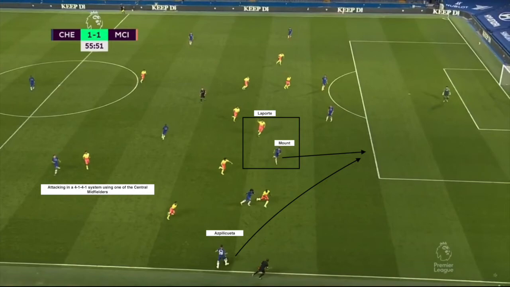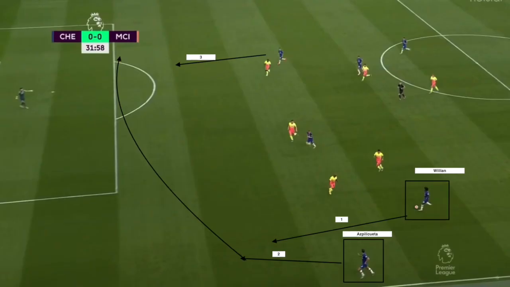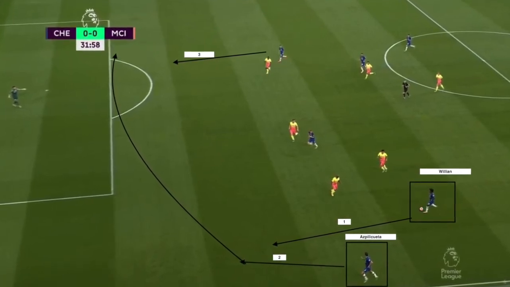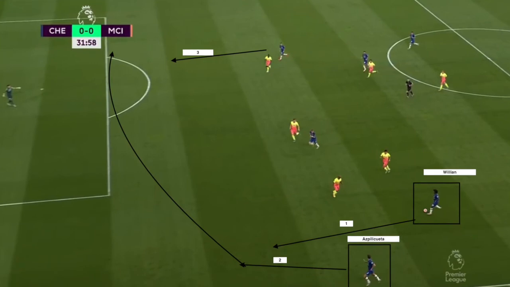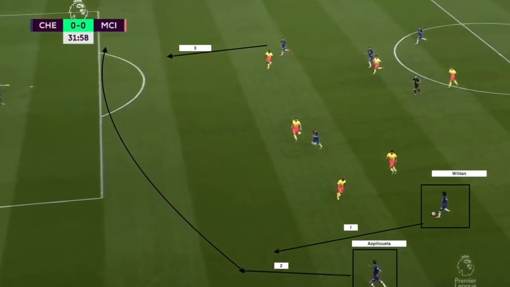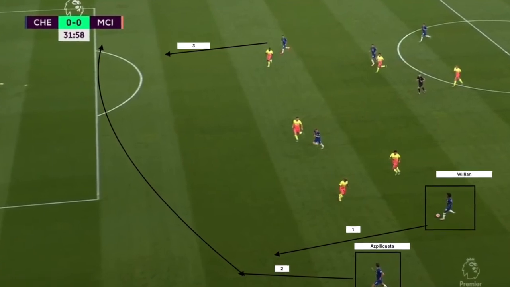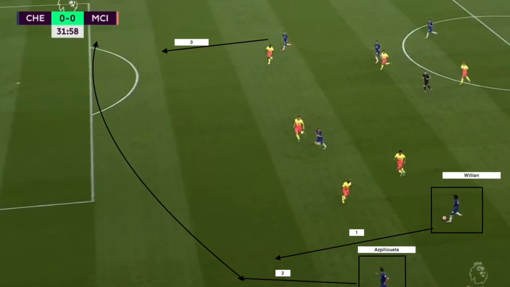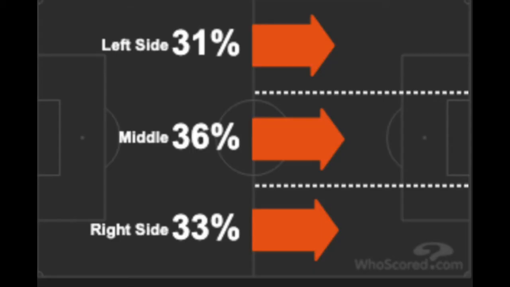One particular thing that Chelsea deployed is that they were happy to relinquish possession to create better opportunities. They only had 35% of ball possession, as you can see in this counter-attack example. Here, Man City's backline is out of shape, and Chelsea are using the pace of Azpilicueta and Willian to create the goal-scoring opportunity. Chelsea mostly attacked through the middle, as in this particular image you can see. 36% of Chelsea's total attacks came from the middle.